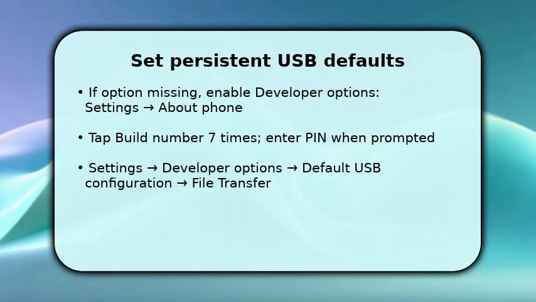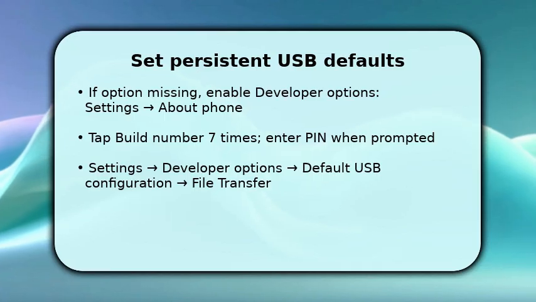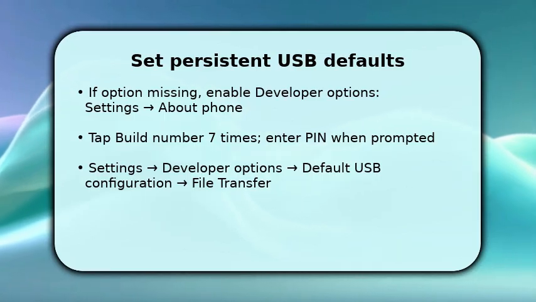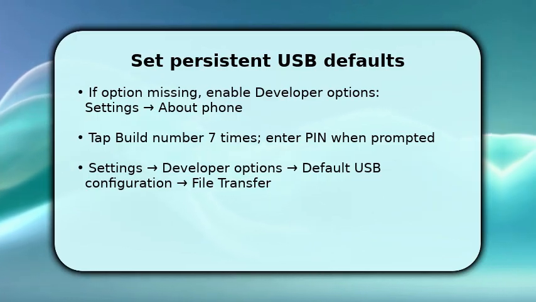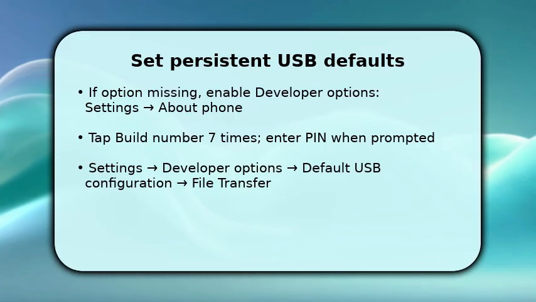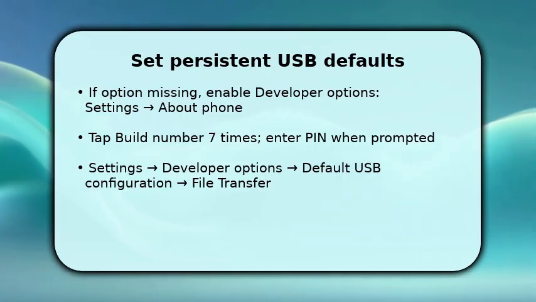If the USB mode doesn't show or resets, make a persistent change through Developer Options. First, open Settings and go to About Phone, then tap build number 7 times and confirm your PIN to enable Developer Options. Once enabled, go back to Settings, open Developer Options, and find Default USB Configuration.